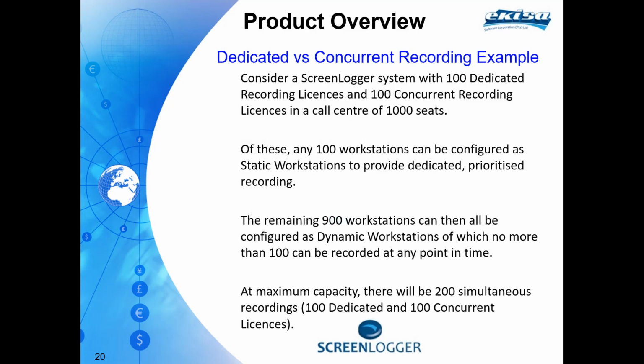Let's look at a practical example. Consider a ScreenLogger system with 100 dedicated recording licenses and 100 concurrent recording licenses in a call center of 1,000 workstations. Of these, any 100 workstations can be configured as static workstations to provide dedicated and prioritized screen recording. The remaining 900 workstations may then all be configured as dynamic workstations, of which no more than 100 can be recorded at any single point in time. At maximum capacity, there will be 200 simultaneous recordings, 100 for the dedicated and 100 for the concurrent licenses.